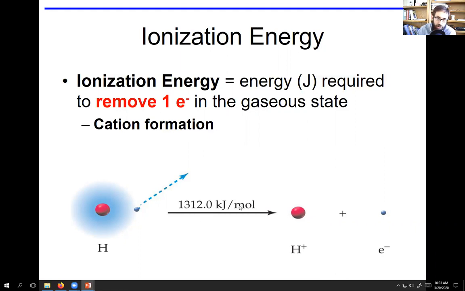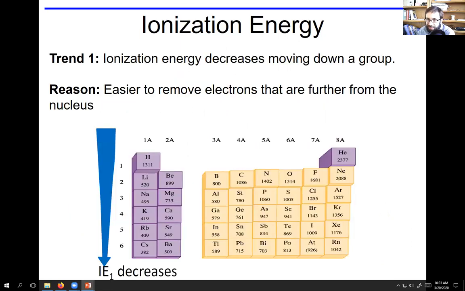And in this case, you can measure that. It's 1,312 kilojoules for every mole of hydrogen. So for every 6.022 times 10 to the 23rd hydrogen atoms, it takes 1,312 kilojoules of energy to split it into hydrogen ions and an electron. So that's ionization energy. It's cation formation in the gas phase.